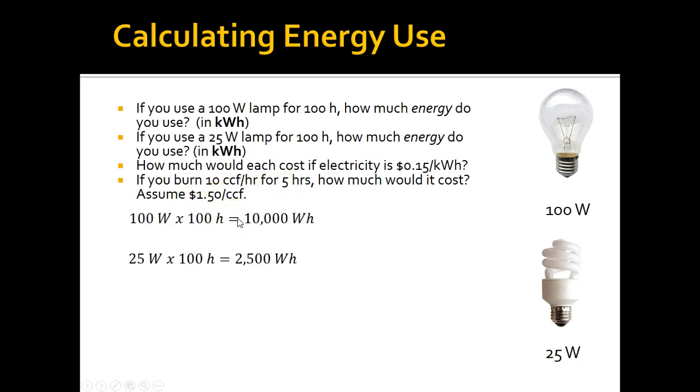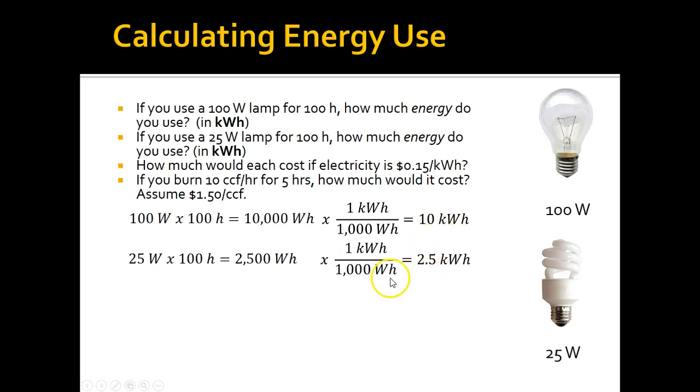First, we determined the watt hours for each of these lamps. So how do we convert 10,000 watt hours to kilowatt hours? Remember, our conversion factor here is 1,000 watt hours is 1 kilowatt hour. So we end up with 10 kilowatt hours here. Then we do the same conversion for this one, and we end up with 2.5. Again, same amount of time, different lamp: we use 4 times as much energy in kilowatt hours because it uses 4 times as much power.